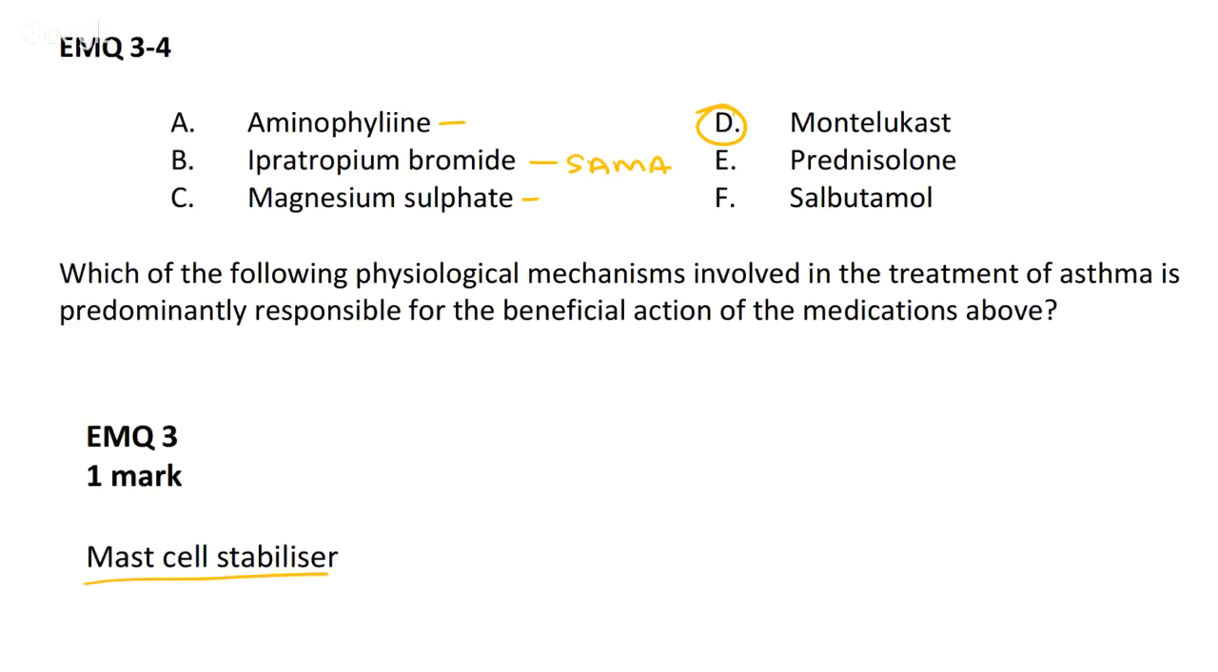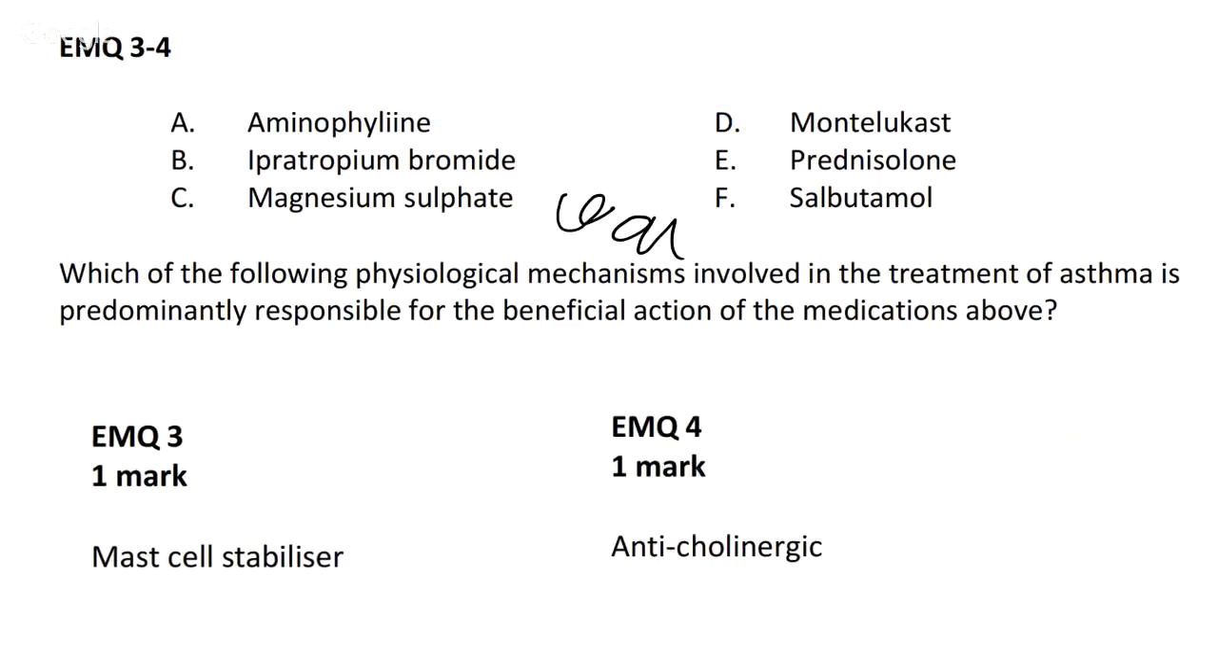Does anybody know the mechanism? I can't remember either. Montelukast, so what did we say? Mast cells. I'm pretty sure this is something to do with the respiratory membrane or the cardiac membrane. Can't remember. Good. So we know that's a steroid. Salbutamol. SABA. Okay, good. Anticholinergic. We went through that one.